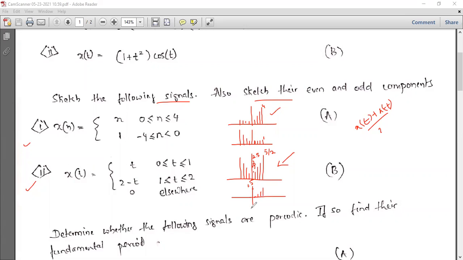On the left side, what's going to happen? 1 minus 1. So initially 0 here, then the values 1, 2, and 3 divided by 2. So did most of you get this particular answer for the odd component?